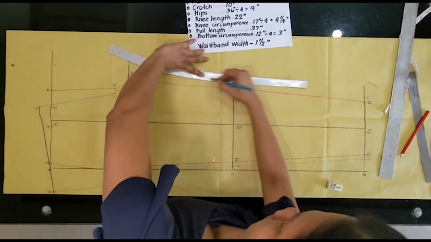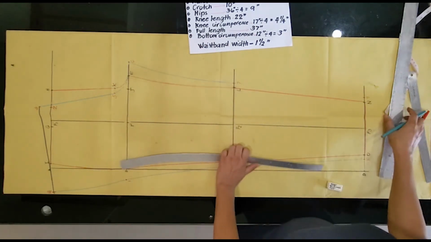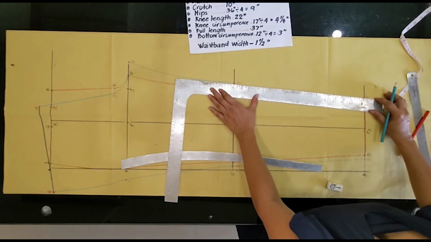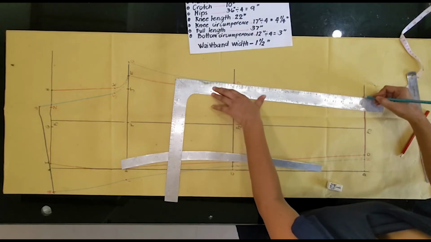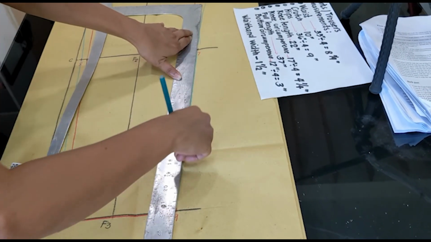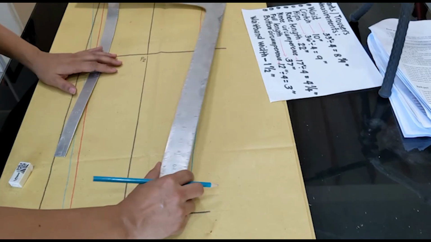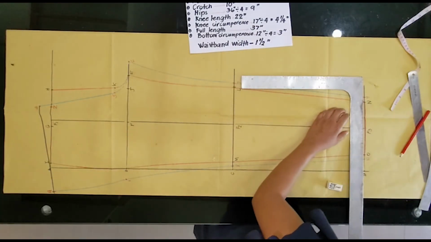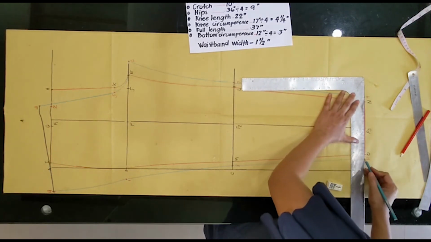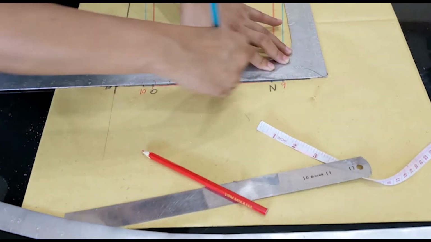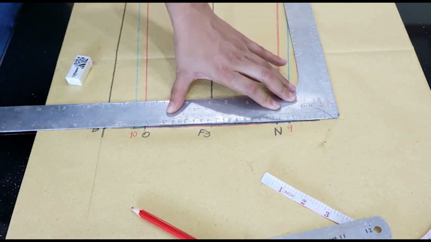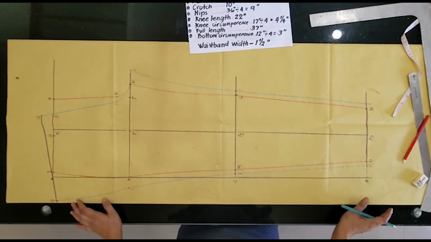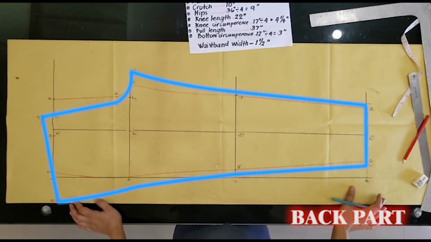Okay, and then from 7 to 10 to 9, these are with L square. Okay, and then on the bottom part, from 10 to 9. So this is the finished pattern of our front and back.